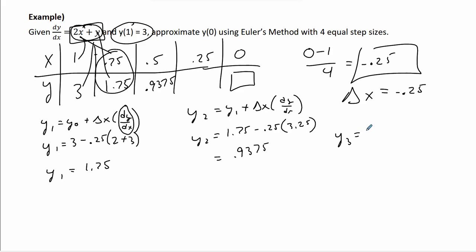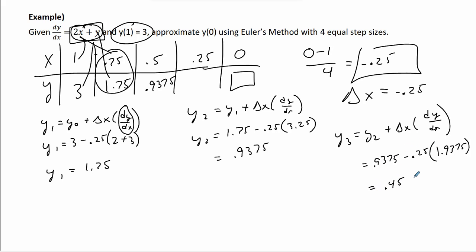Y sub 3 is equal to y sub 2 plus delta x times dy dx. So y sub 2 is 0.9375 minus 0.25, which is our delta x. Our dy dx in this case is going to be 1.9375. And when I do that math, again, calculator is 0.453125. Okay, so that'll work there.